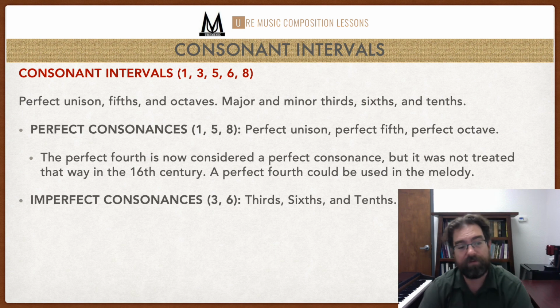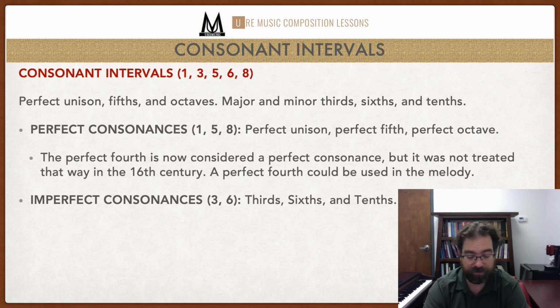So your perfect unison, fifths, and octaves, and major and minor thirds, sixths, and tenths were all considered consonant intervals that could be used. For the most part, they can be used freely, but you have to treat perfect consonances and imperfect consonances differently. A perfect consonance is the 1, 5, or 8. So that's your perfect unison, perfect fifth, and perfect octave.